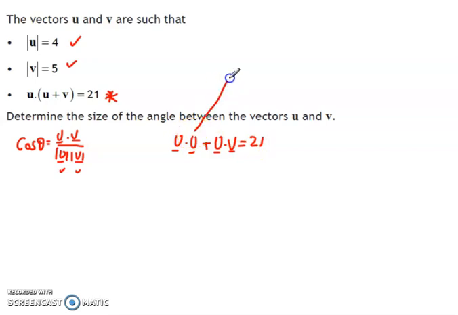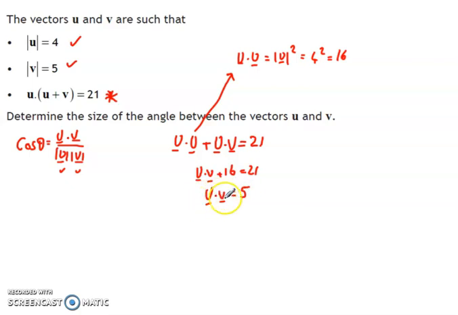Now, this u dot u here, they're the same vector, u and u. So u dot u is the equivalent of the magnitude of u squared. Now, the magnitude of u is 4. So that's the equivalent then of 4 squared, which is 16. So what I can do is take this and substitute it back into here. Because then I can say that u dot v plus 16 is 21. So u dot v is equal to 5.